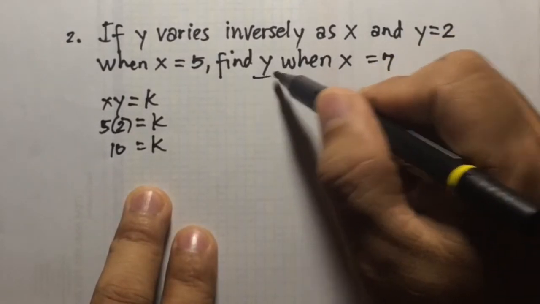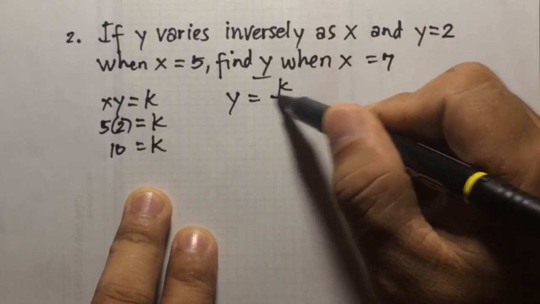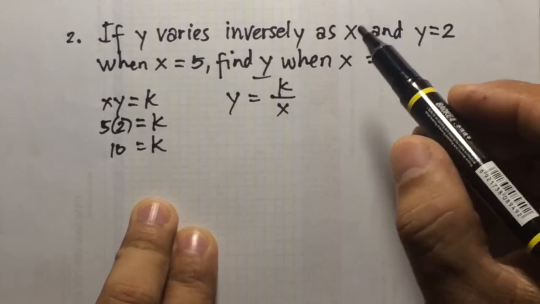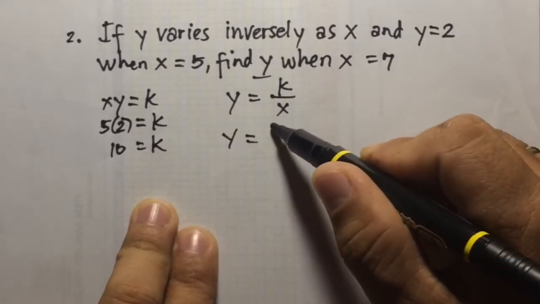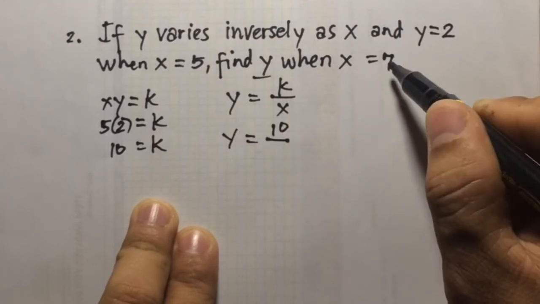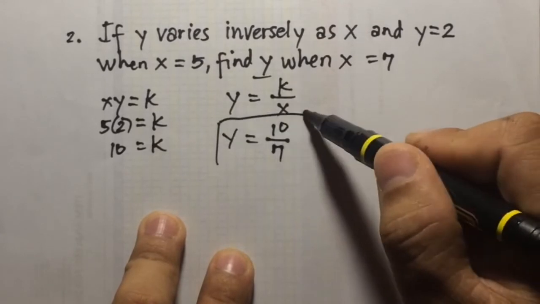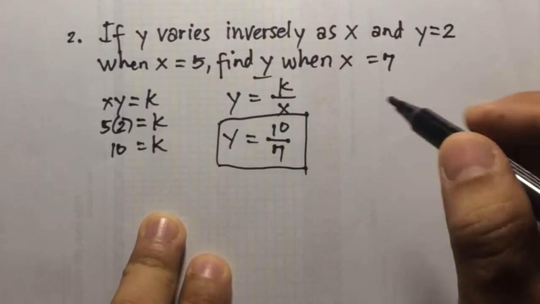Then to find y, we can use y equals k over x. Here, y will be equal to k, which is 10, over x, which is equal to 7. So y is equal to 10 over 7 when x is equal to 7.